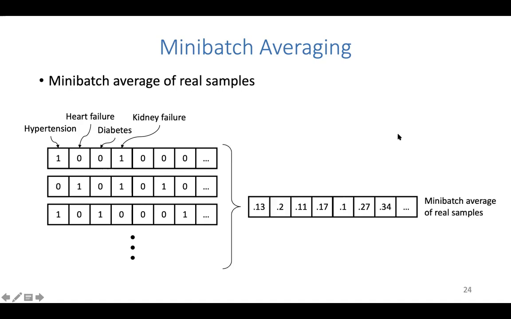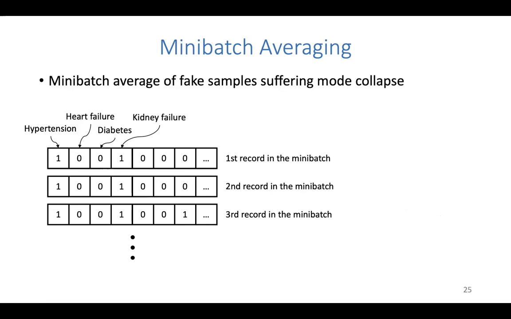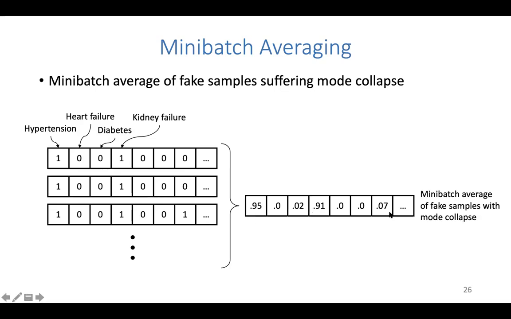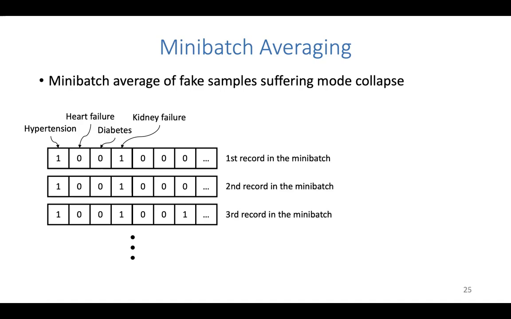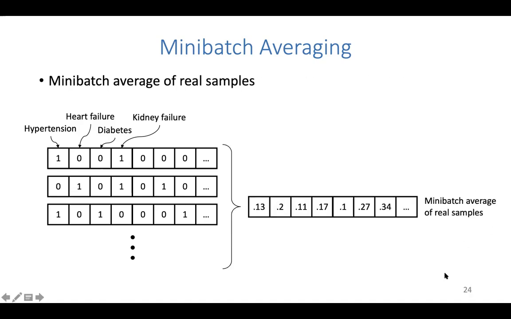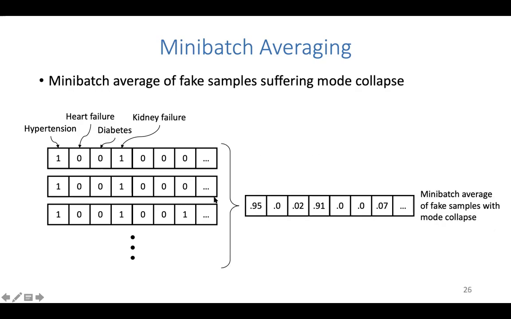So compared to the average vector from a mini batch of real samples, and this average vector from a mini batch filled with fake samples that have fallen into mode collapse, it is definitely different. See here and here. There is quite a large variety or diversity in the values here, but it's either 1 or 0 here. So we can use this insight to detect mode collapse.